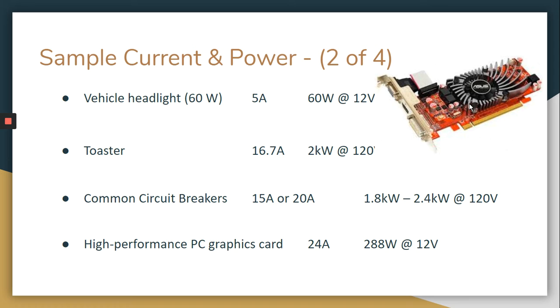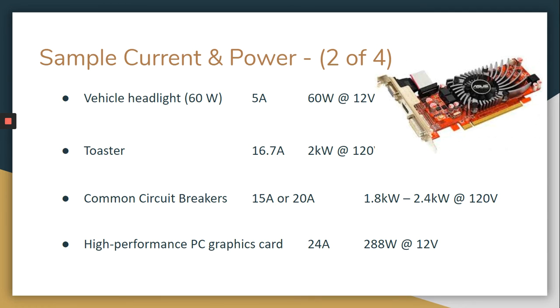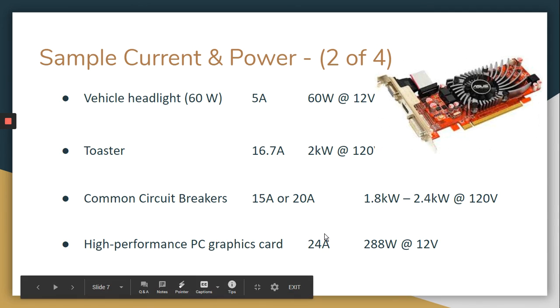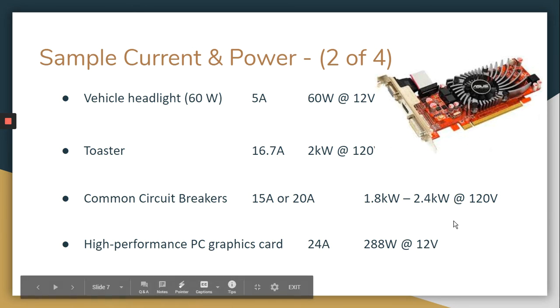Now, if any of you guys are gamers out there, if you have any high performance PC graphics cards, those can use a lot of current. They have the 24 amps, and that's because the voltage inside your computer is low, about 12 volts. So it needs that much current to get that much power. So 24 times 12 gives us that 288 watts. And obviously, different models will vary a little bit higher or a little bit lower, but all of them use a lot of current.